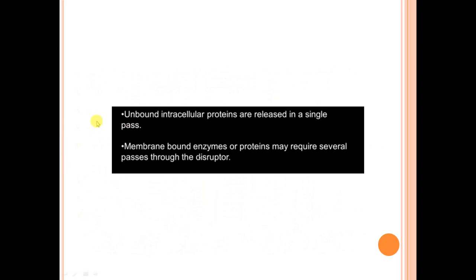And we know that the unbound intracellular proteins are released in a single pass. That means it is the extracellular proteins. Whereas the bound proteins, that is the intrinsic proteins, if you want to release them, you may have to use more passes because you know they are within the plasma membrane. If you remember, in the last lecture we studied this. Since it is present within the plasma membrane, you will have to use more disruption to release this. So this is a good example for increasing or decreasing the number of passes based on the product of interest that you are trying to exploit.